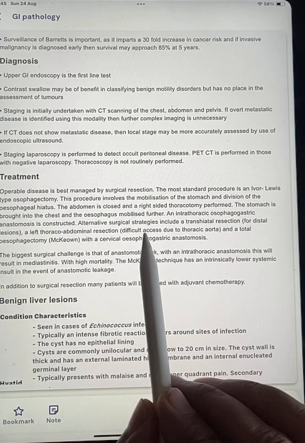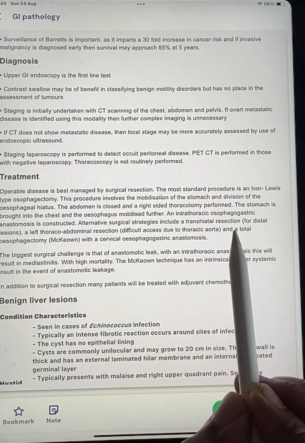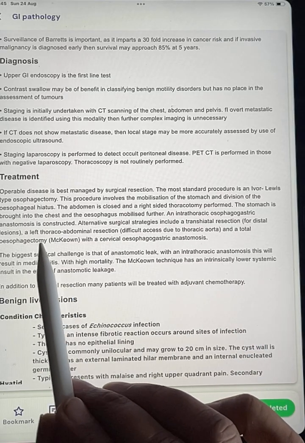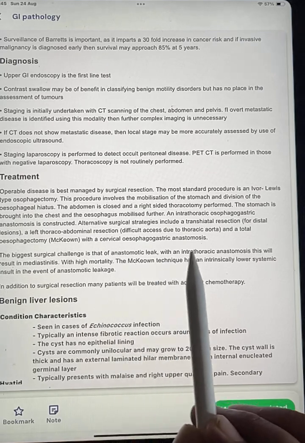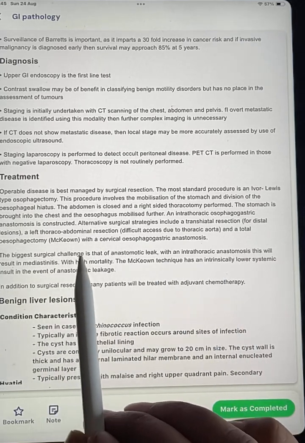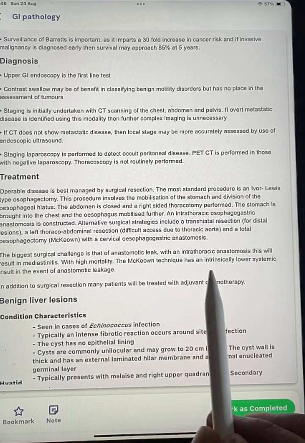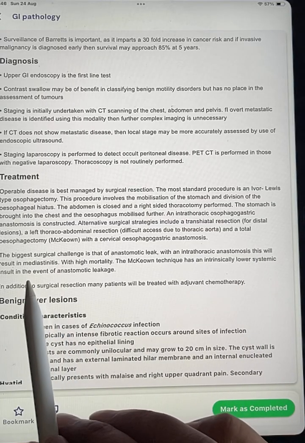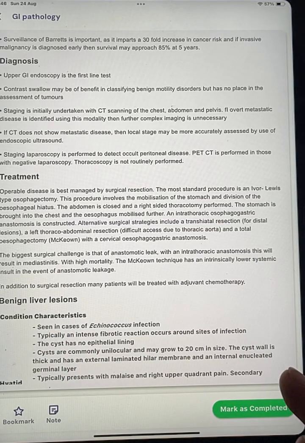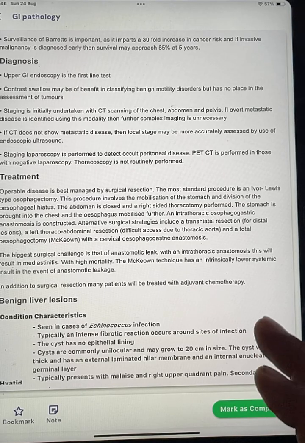Alternative surgical strategies: transhiatal resection for distal tumors. If left, thoraco-abdominal resection is done; total esophagectomy, McKeown. The biggest surgical challenge is the anastomosis. Leak is the complication. Intrathoracic anastomosis results in mediastinitis; the transhiatal approach has an intrinsically lower systemic insult in anastomotic leak.